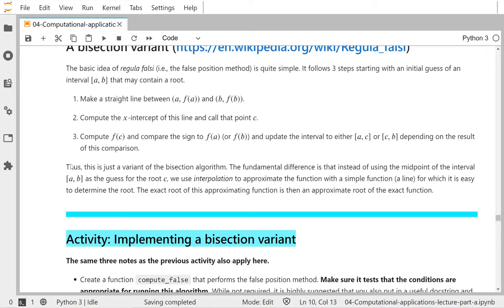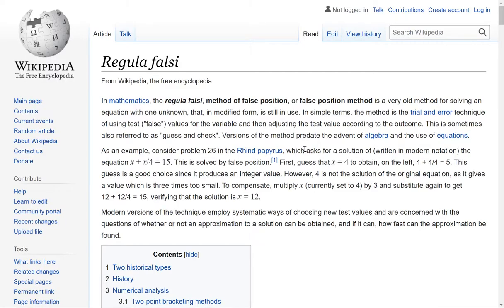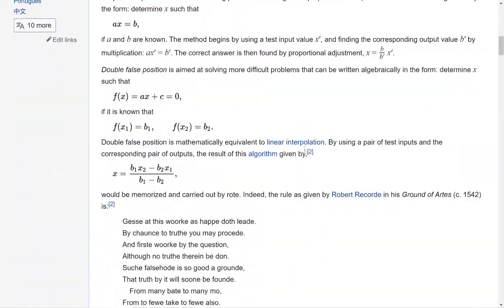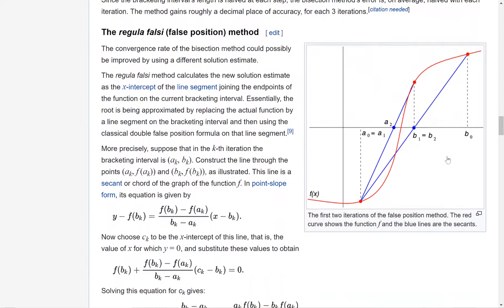Instead of using the midpoint of the interval a, b as the guess for the root c, we use interpolation to approximate the function. If that just seemed like a lot of words, you can click on the wiki article, and there is a picture somewhere here. Here we go. Here's a function that is negative and positive, and here's an initial guess, a0 and b0, for an interval where the function is negative and positive, and the root should be somewhere between there.